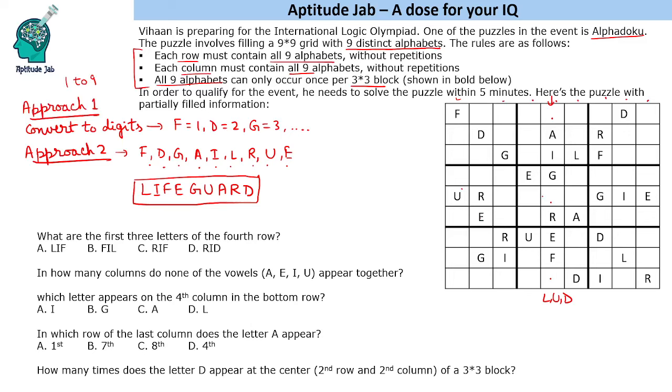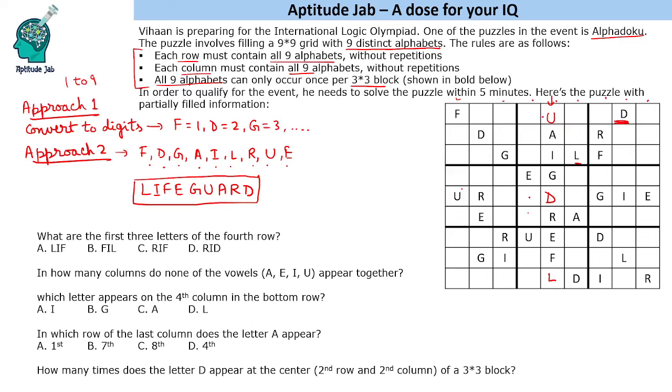So we can see that D cannot come here. D is already present here. So D cannot come here and D cannot come here. So we will have D in the middle. Okay. L and U are pending. Here we cannot have L. L is already present. So U will come here and L will come here. So we have filled a few elements.